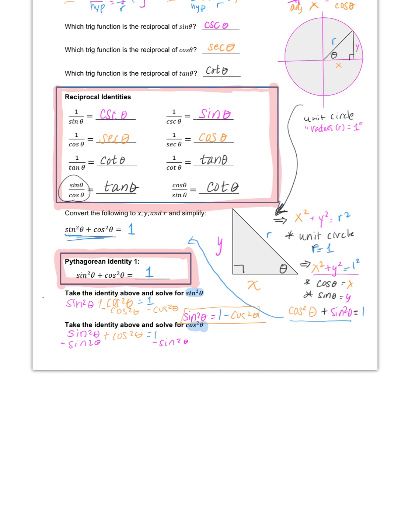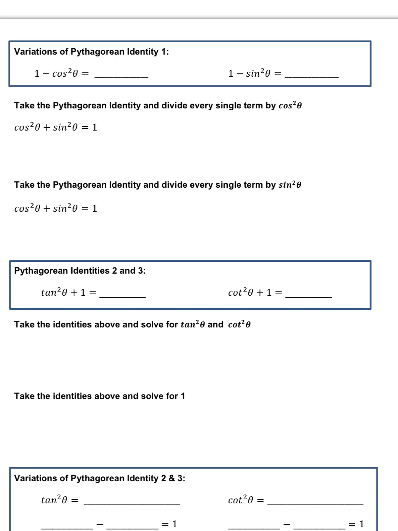All right, so this winds up equaling cosine squared theta equals 1 minus sine squared theta. All right, so let's fill in this variation of Pythagorean identity 1, which is sine squared theta plus cosine squared theta equals 1. So all we're going to do is, what is 1 minus cosine squared theta? According to what we just found out, it's sine squared theta. If you have 1 minus sine squared theta, that's going to equal cosine squared theta. This is a variation of what we've done so far.